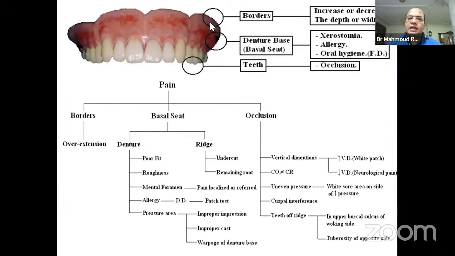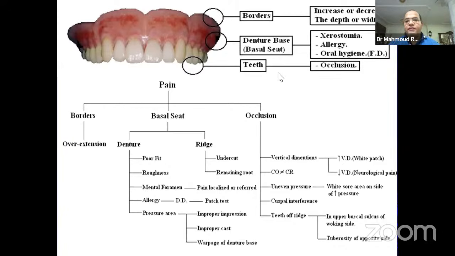The borders here, as we see, may be increased or decreased in length, or also increased in width. The denture base also may have a problem. We may have xerostomia, we may have allergy, we may have oral hygiene problems from our patients.